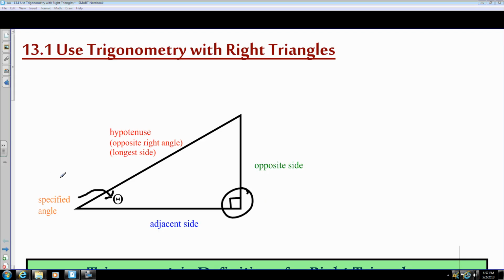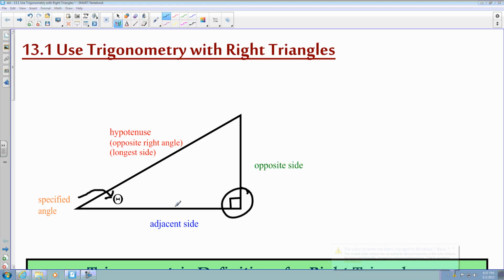If we're using this triangle here to reference our right triangle, we have theta there on the left. If we look to the side that is opposite, that's considered the opposite side. And then we have the side that's right next to angle theta, that is considered the adjacent side. And then we have the side that is opposite of our 90-degree angle, that is considered our hypotenuse.